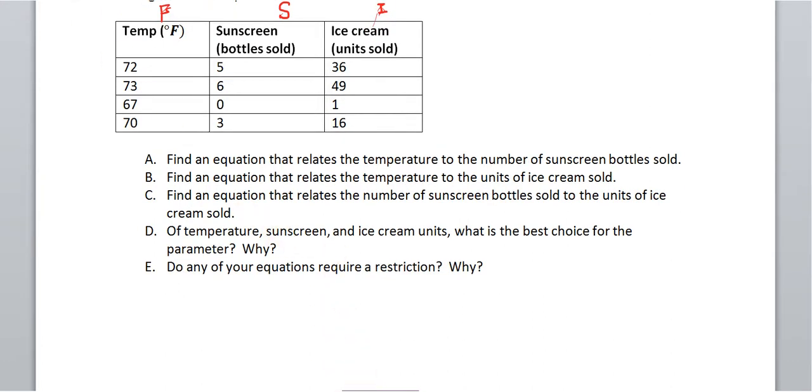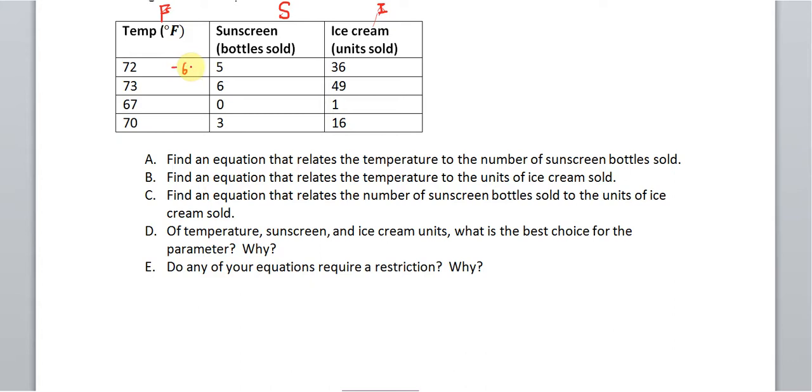All right, now in part A, let's look at just these 2 columns. Let's look at temperature versus sunscreen bottles. And if you look at this pattern, we should probably create a scatter plot of this to get a better sense of it. But we can also try some things here because the numbers are relatively simple.